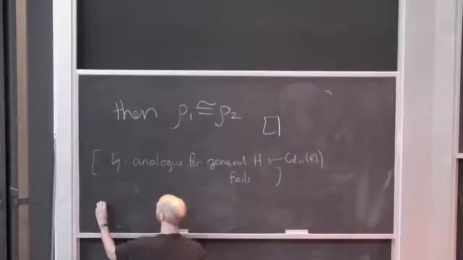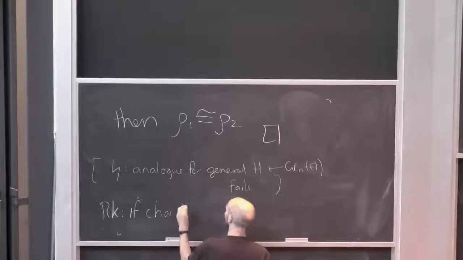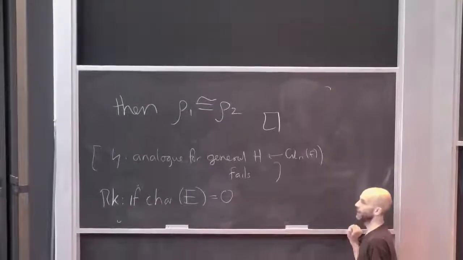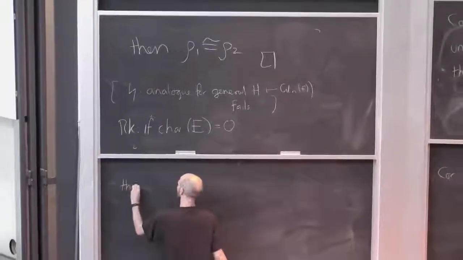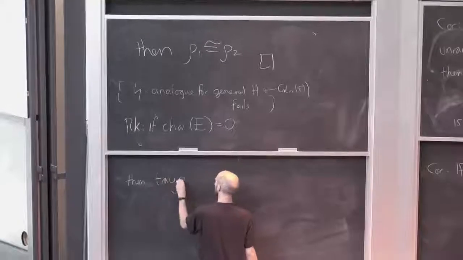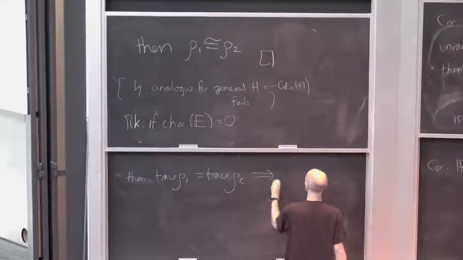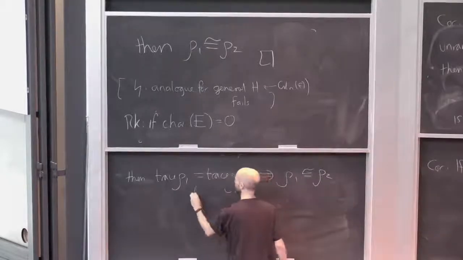Sort of remark: if the characteristic of E is 0, which of course it often is in this course, then the trace of rho 1 equals the trace of rho 2 already implies that rho 1 is isomorphic to rho 2. These are still both semi-simple, obviously.